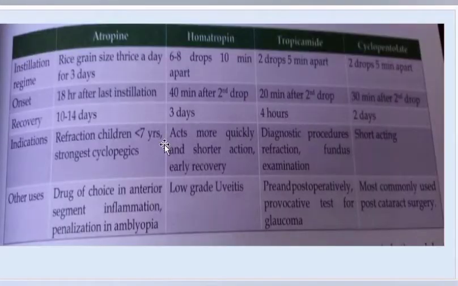One thing that you have to remember is their onset and their recovery. I was asked in my viva what is the onset for this drug, for atropine and tropicamide. Atropine is 18 hours after the last instillation, and tropicamide is 20 minutes after the second drop. Tropicamide recovers in about 4 hours and atropine in 10 to 14 days. Other things you can just go over here. I will not go into detail. I am just here to guide you on what things are important in your exam. So this is the chart that we have to learn.